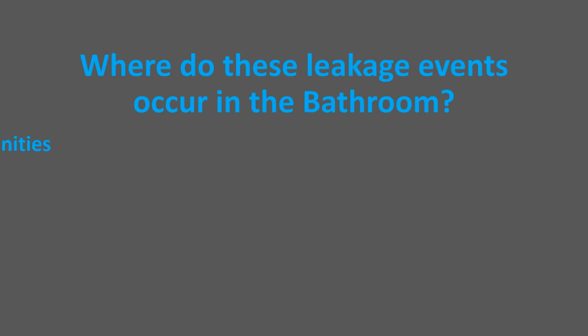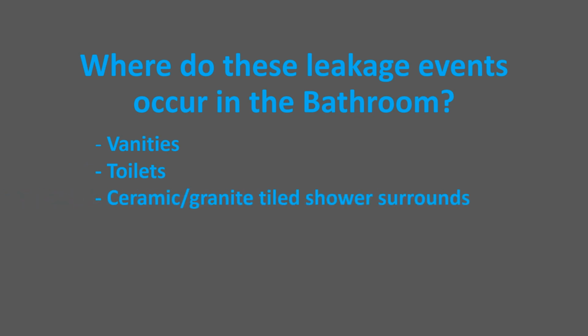Where do these leakage events occur in the bathroom? Vanities, toilets, ceramic, granite, tile, shower surrounds, plumbing supply lines. So let's see about these: shower surrounds, tubs, and toilets. First one up.